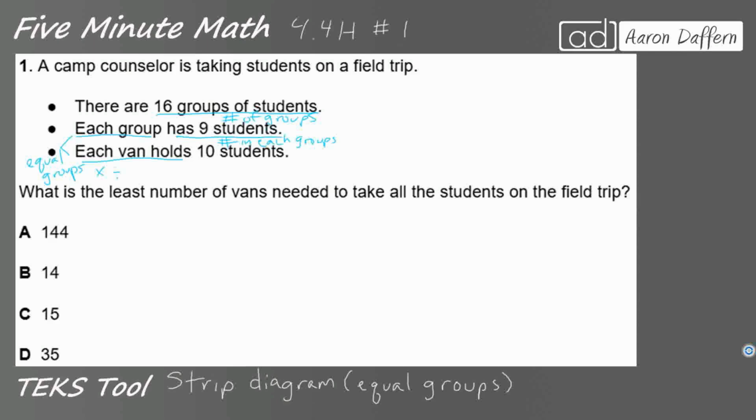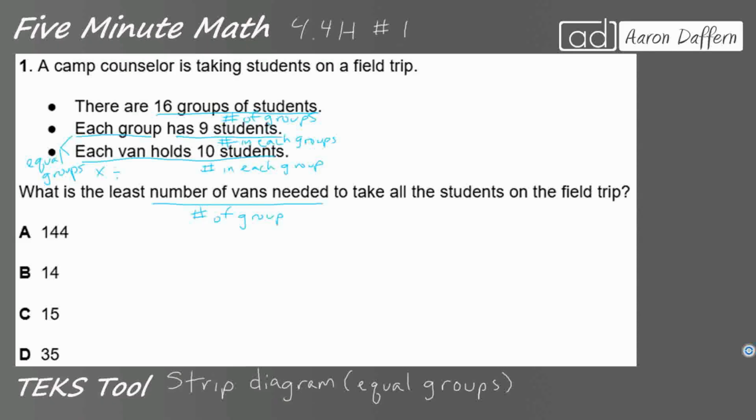But look at this third step. Each van holds 10 students. Well, each group has 9 students. Each van holds 10 students. This is also the number in each group. And then what is the least number of vans needed to take all the students on the field trip? Number of vans needed. This is the number of groups. How in the world are we going to solve a problem that has two different number of groups and two different number in each group?